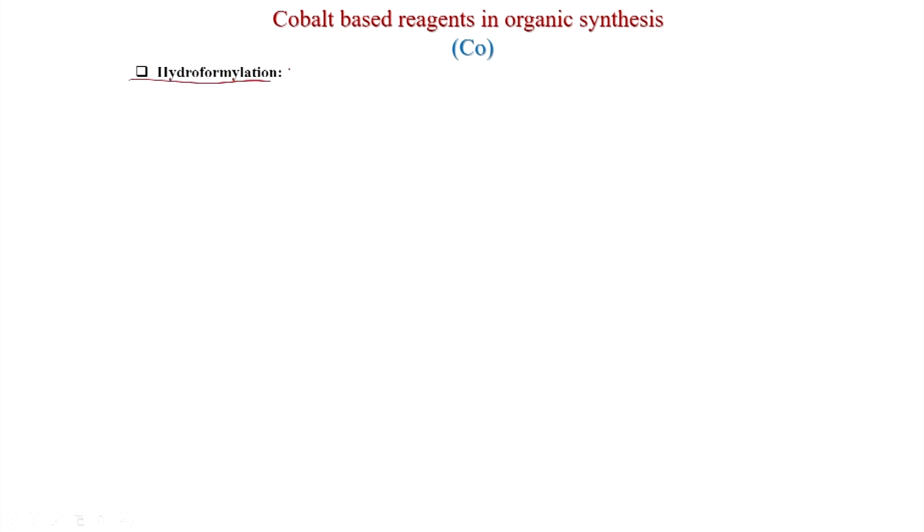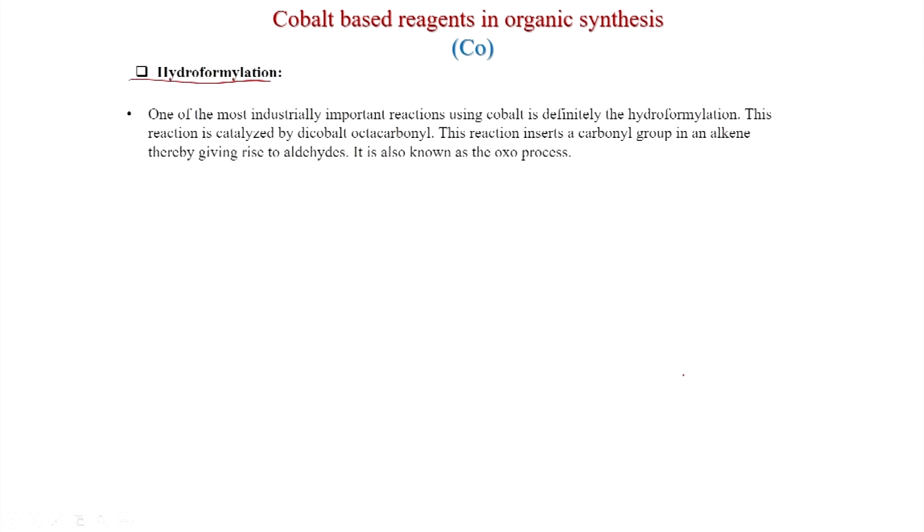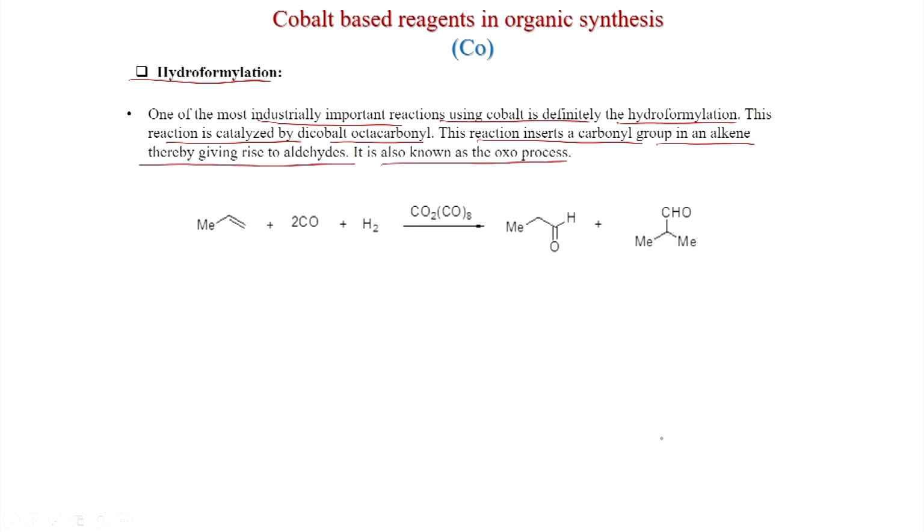The last reaction we will discuss is hydroformylation. One of the most industrially important reactions using cobalt is definitely hydroformylation. This reaction is catalyzed by dicobalt octacarbonyl. This reaction inserts a carbonyl group into an alkene, thereby giving rise to aldehydes. It is also known as the oxo process. So, this is the reaction.